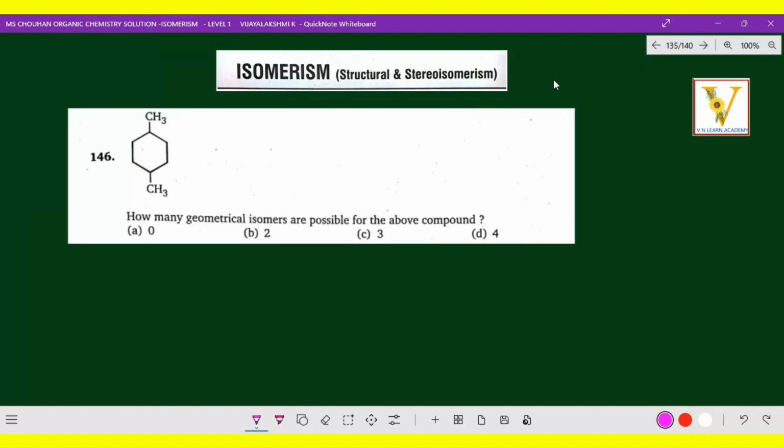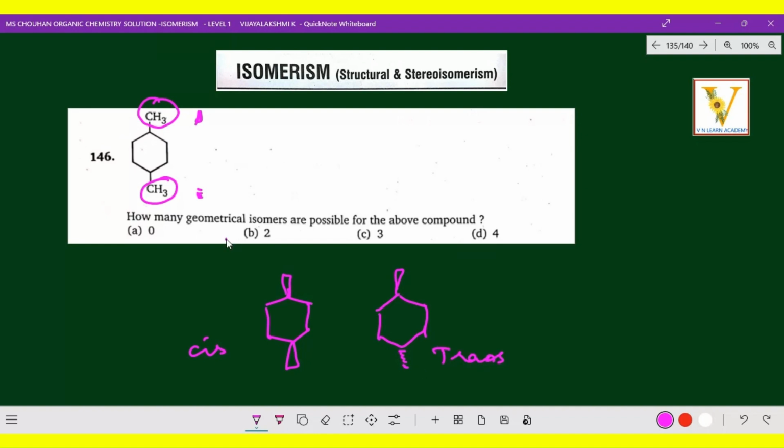Now the next question: you see here a CH3 group, and here also a CH3 group. So that means CH3 is opposite CH3. One is wedge, the other one is dash. Here I bring the same idea. All these points are the same kind of concept but different questions. The same way here also. One side is wedge, the other side is dash. So this is cis and this is trans. So two geometrical isomers are possible. I hope you got a clear idea about these kinds of questions.